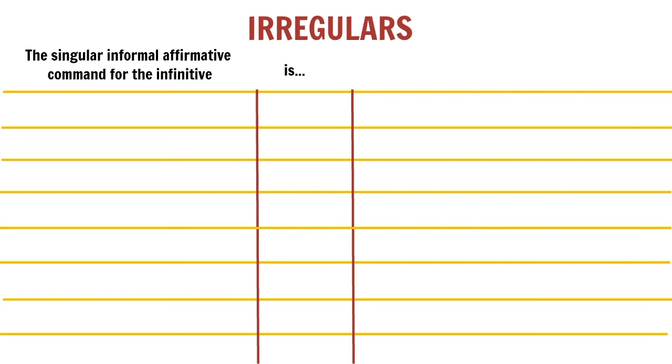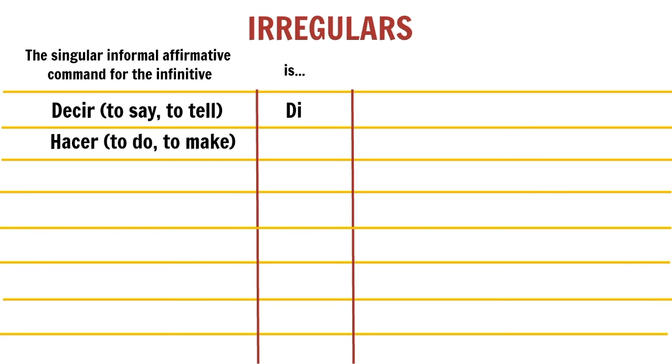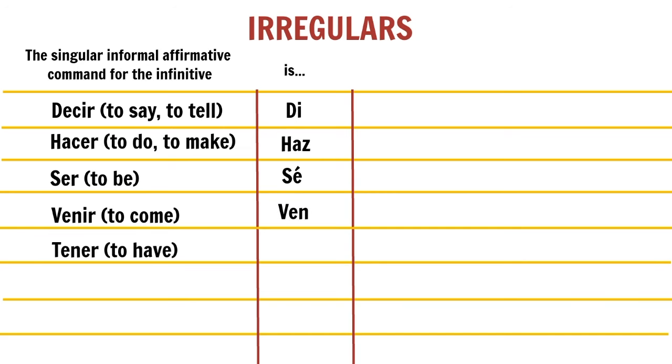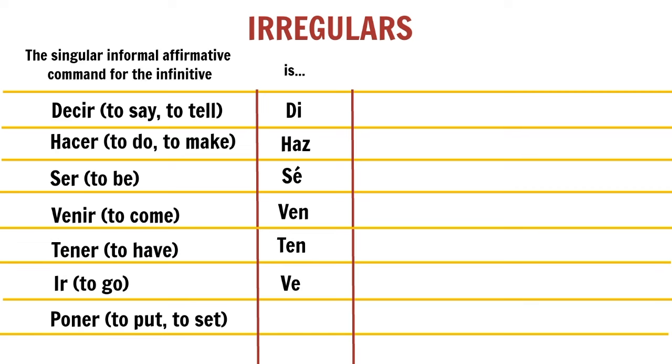Now let's see what the irregulars are. The singular informal affirmative command for the infinitive decir is di. Hacer becomes haz. Ser becomes sé. Venir becomes ven. Tener becomes ten. Ir becomes ve. Poner becomes pon. And salir becomes sal.